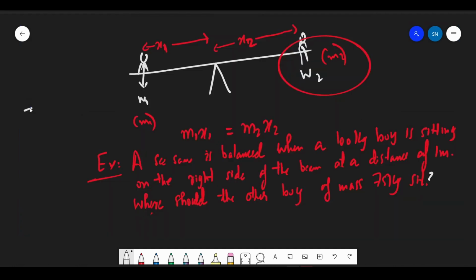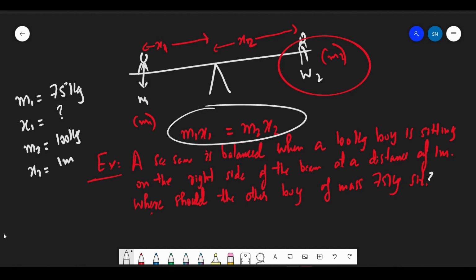What is given, Fatima? Is m1 given? Yes, 75 kg. Is x1 given? No. We have to calculate where the 75 kg boy should sit. Is m2 given? Yes, 100 kg. Is x2 given? Yes, 1 meter. So use this equation: m1 x1 is equivalent to m2 x2. So we need to calculate x1. So x1 will simply be equivalent to m2 x2 upon m1.